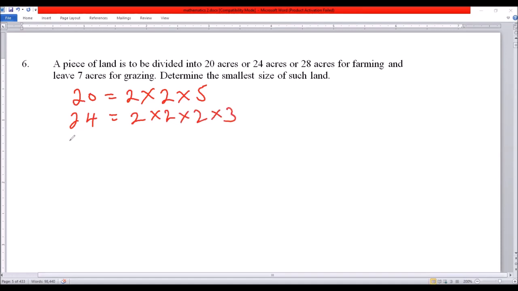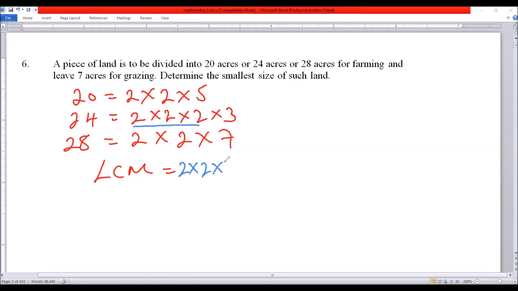Then we have 28. 28 is equal to 2, 14, 2, 7. So those are the factors. So the LCM, we need to get the factors with the highest power. So we take 2 to power 3, 2 times 2 times 2. That is the one that has the highest, because here we have 2, here we have 2. Then we come to 3. We only have a single 3. Here we have a 5. Then finally times 7.